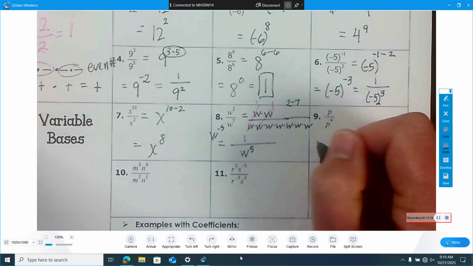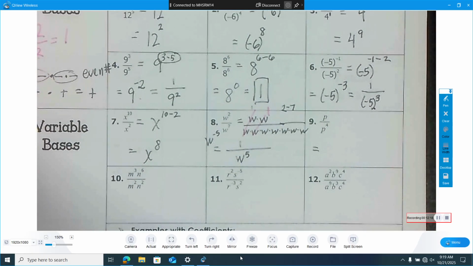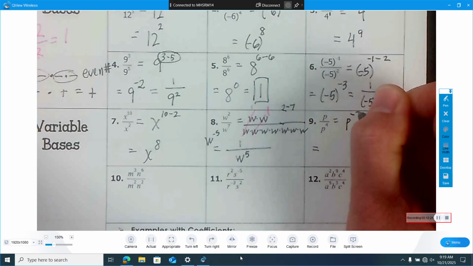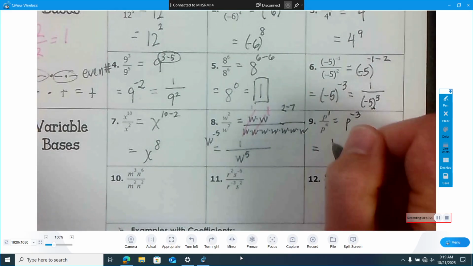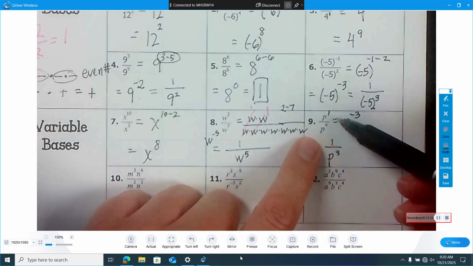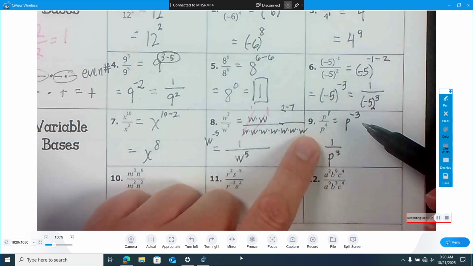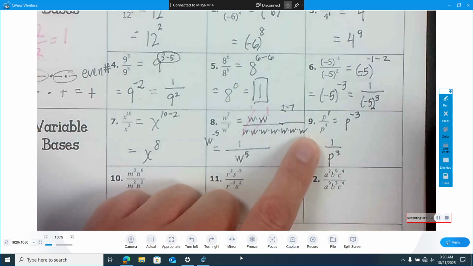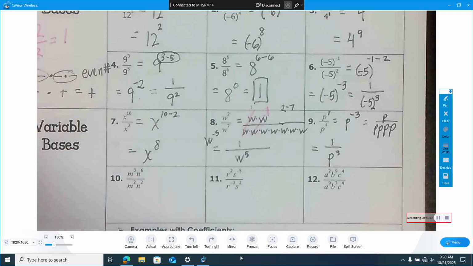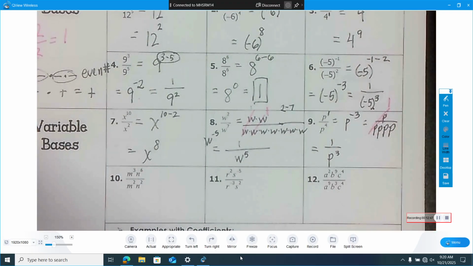What about number 9? What are we going to get on number 9? P to the negative 3 or 1 over P cubed. Very good. Again, you can think about using the rule, top minus bottom. 1 minus 4 is negative 3. Or we can think about writing it out. P over 1, 2, 3, 4 P's written out. All right, the P's cancel out, leaving a 1 in the numerator, but we get P cubed in the denominator.